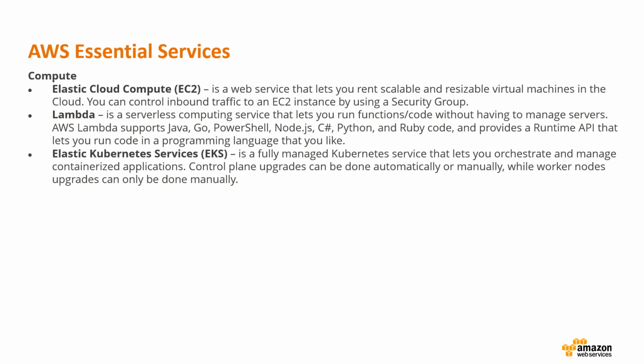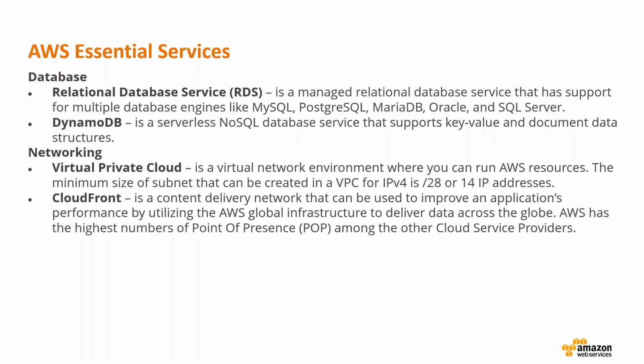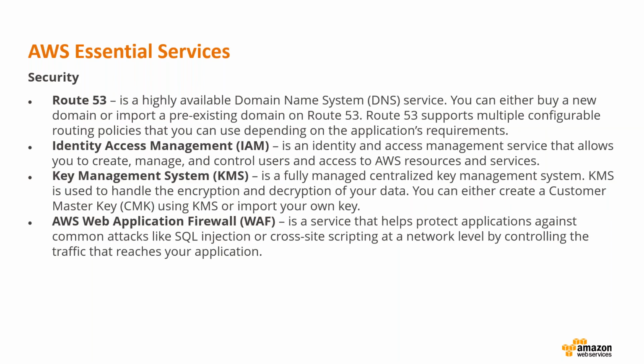Now, AWS essential services. AWS offers a lot of services. The first is compute, which gives you logical servers. If you want to create any servers, you use EC2. If you want storage, you use S3. If you want to create a database, you use RDS, Relational Database Service. For networking, you use VPC, which is a private cloud. And from a security perspective, Route 53, IAM, Key Management Service (KMS), and WAF are the things we use.